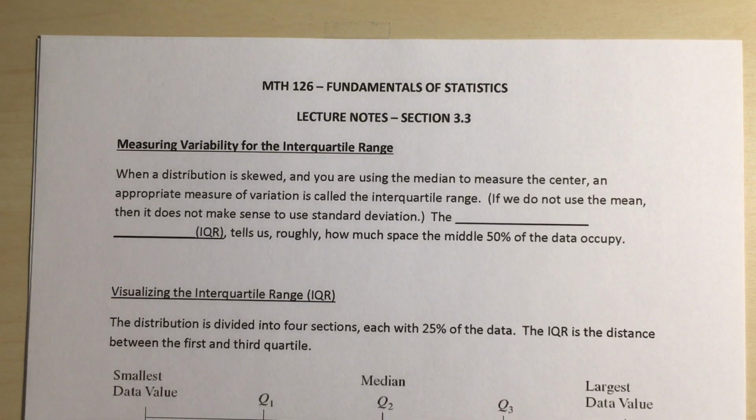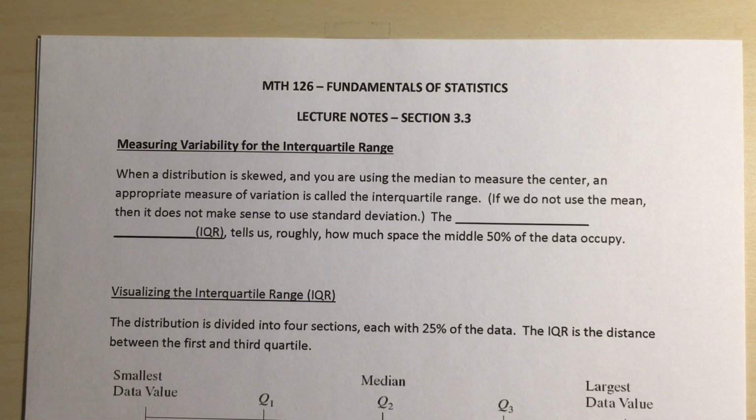So the next thing that we're going to talk about in section 3.3 is a way to measure variability. Again, comparing this to sections 3.1 and 3.2, we were looking at symmetric data sets, and we used our mean and our standard deviation. Now that we are looking at different data sets, ones that are possibly skewed or have outliers, we just talked a little bit about our median and how we can use that to find our center. So when we're using a skewed distribution, we're going to use our median instead.